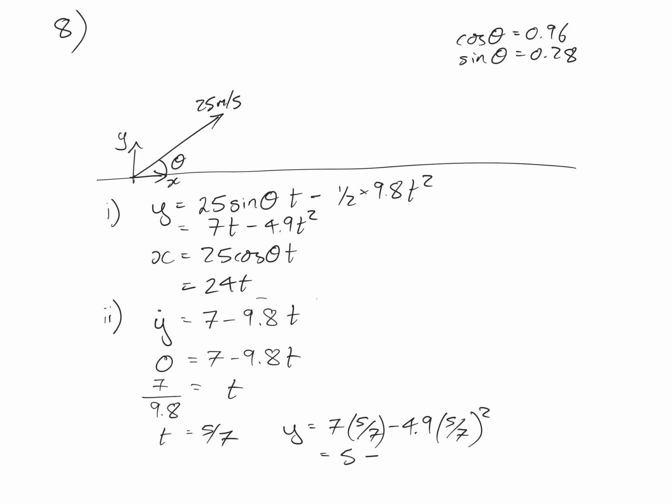4.9 times 25 over 49, so 5 minus 5 over 2 equals 2.5 meters. There we go.